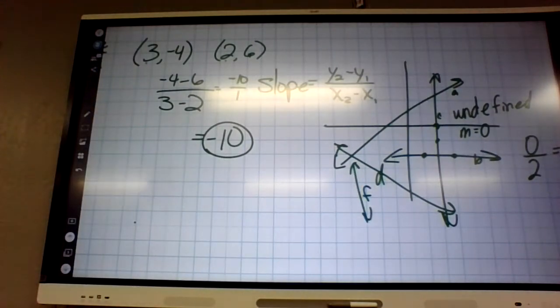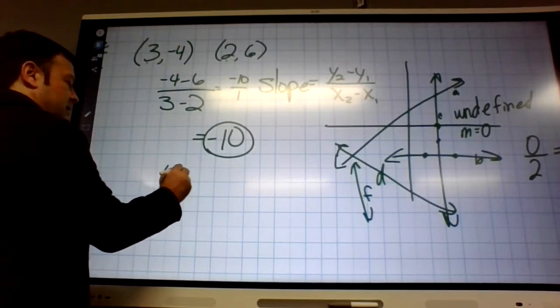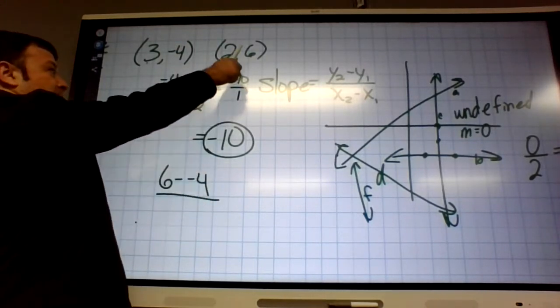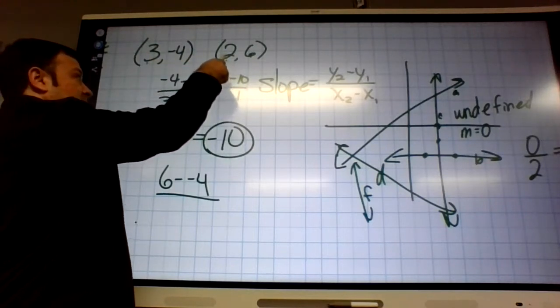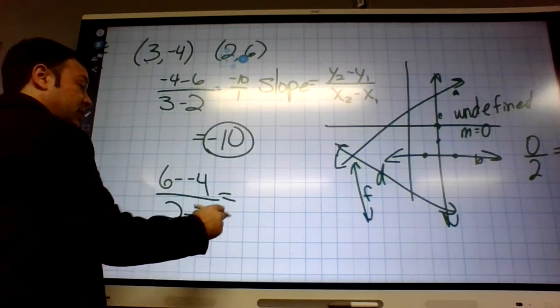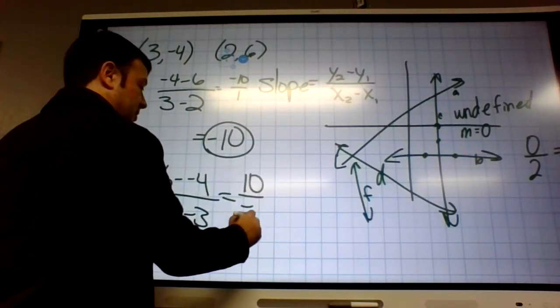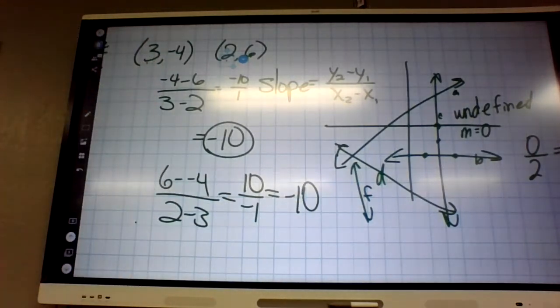Okay, I'm warming up. I'm about done. So, what if I subtracted backwards? What would happen if I did 6 minus -4, y minus y? Make sure you're putting the y's on top. A lot of people get this wrong because they put the x's on top. Over 2 minus 3. What happens when I subtract backwards? It's 10 over -1, which is -10. Okay, so I got the same answer. The negative was on the other side, but it gave me the same answer.